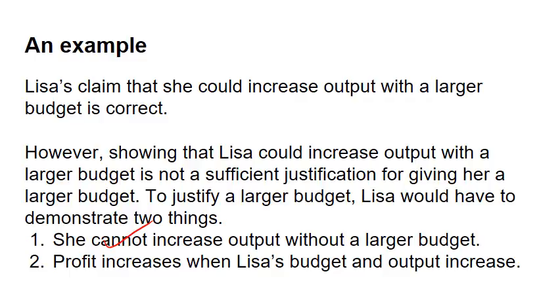Then, if she successfully shows that she needs a larger budget to increase output, she must show that the profit would increase when Lisa's budget and output increases. Sometimes the best thing to do is actually to reduce output and make budgets smaller rather than increasing output and budgets.